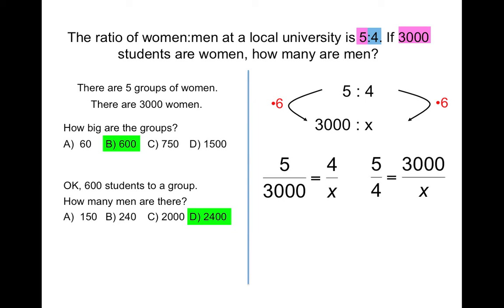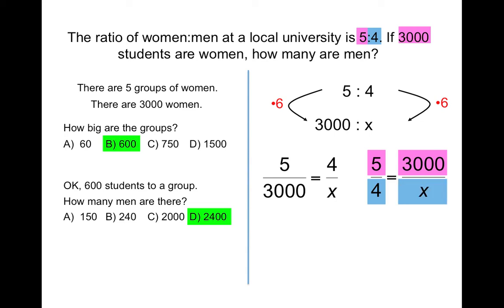Another way to set this up would be to say the ratio of 5 over 4 is the same as 3,000 over x. These two equations mean the same thing. You just want to make sure that if you put the number that corresponds to women on the top on one side, you put the number that corresponds to women on the top on the other side. The number corresponding to men goes on the bottom on both sides.